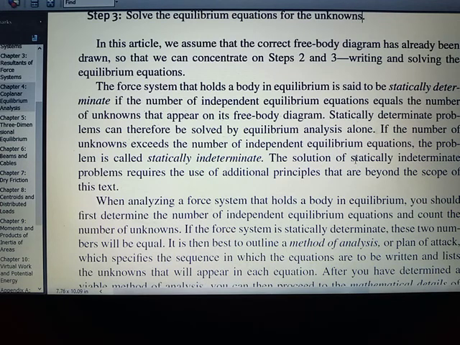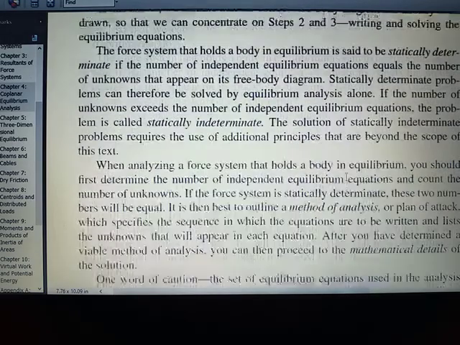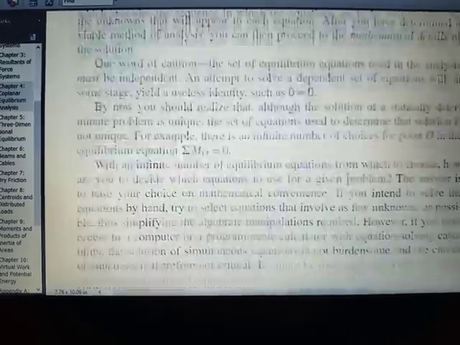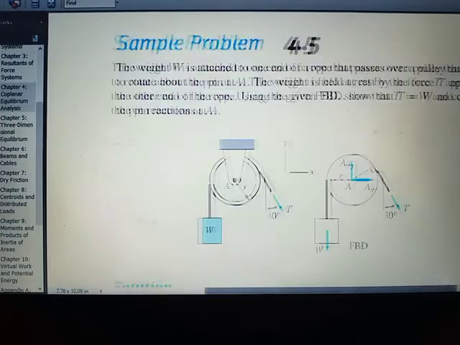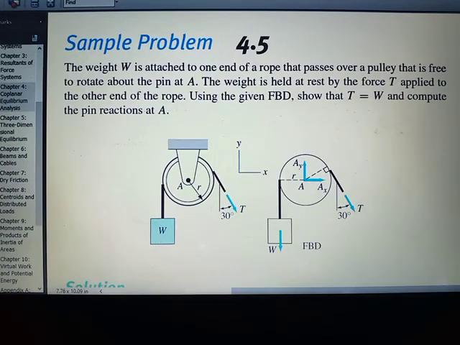Okay? So, this force system, okay? So, pwede to kapag statically determinate yung equations natin. Okay, ganyan. So, meron tayong problem dito. Okay?